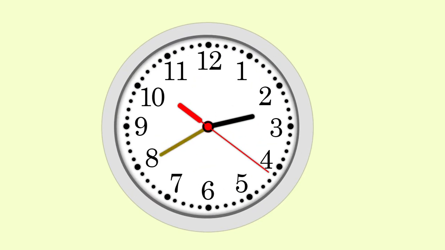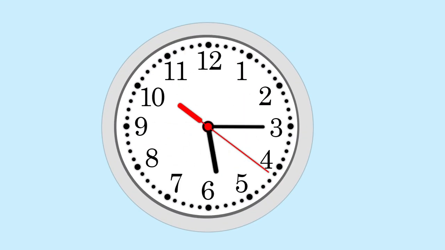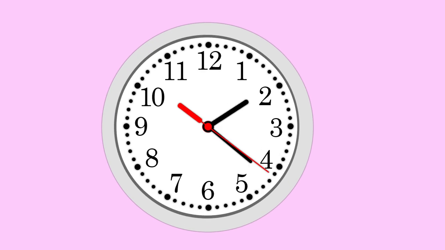When the long hand points to 12, we say o'clock. For example, 3 o'clock, 10 o'clock. When the minutes are from 1 to 30, meaning the right half of the clock, we use the word past. That means after. For example, 5 past 2, 30 past 2. Usually we say half past 2.